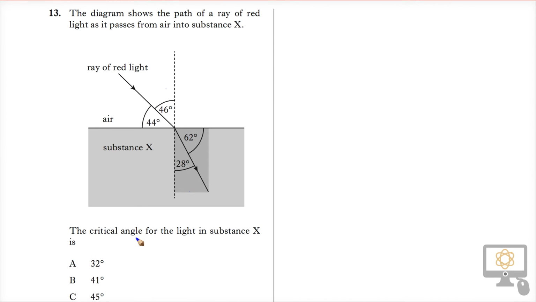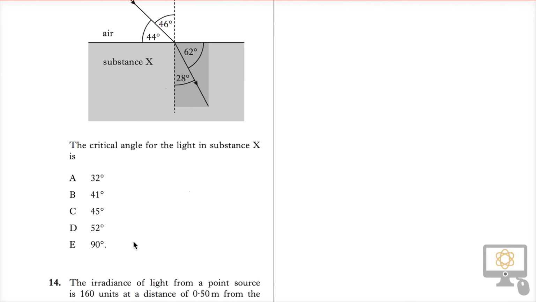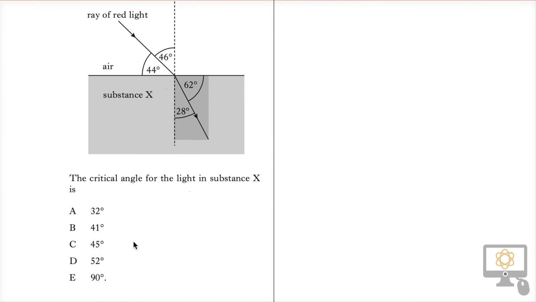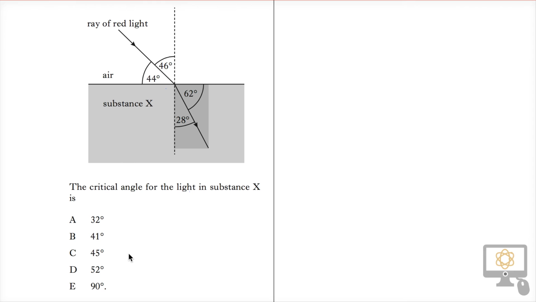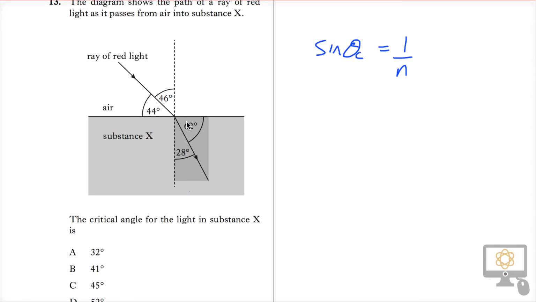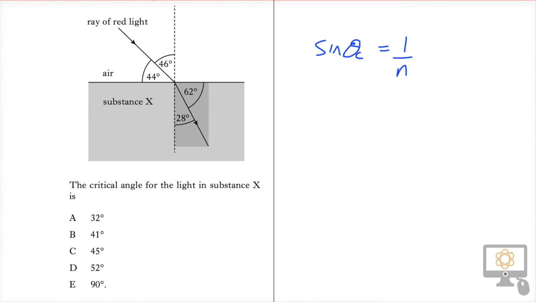The critical angle of the substance X is, and there are a range of options here: 32, 41, 45, 52 and 90. So what we need to determine is the formula we need to use to get the critical angle. And that, according to the data booklet, is that the sine of theta c is equal to 1 over n, the refractive index. We're not told the refractive index of this substance anywhere in the question. So what we must first of all do is determine what that refractive index is.